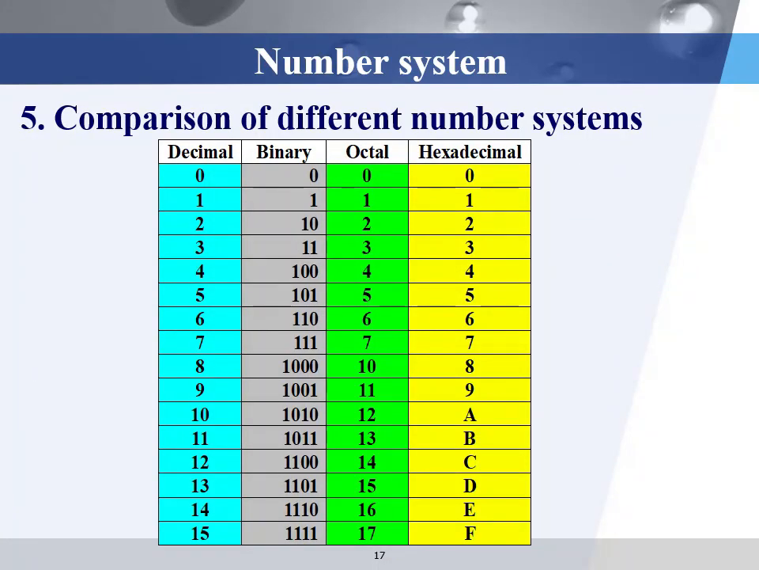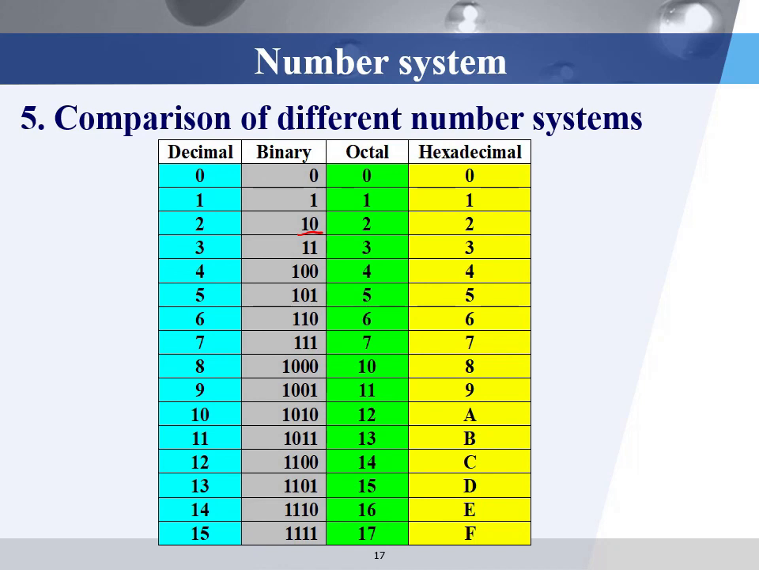This table shows you a comparison of different number systems. We have the numbers from 0 to 15 in decimal, and here it shows you the corresponding numbers in different number systems. 0 in binary is 0, and 1 in binary is 1. But 2 in binary is not 2 because we don't have 2 in binary. So we use 1, 0 to represent 2.